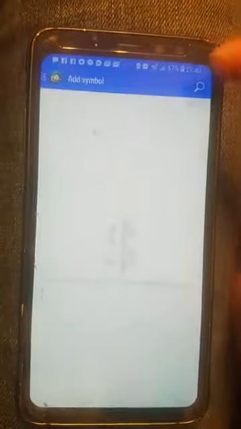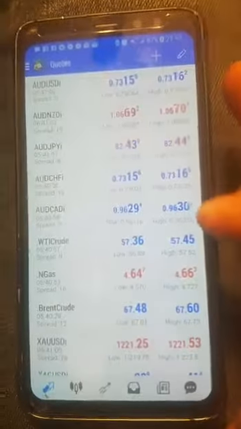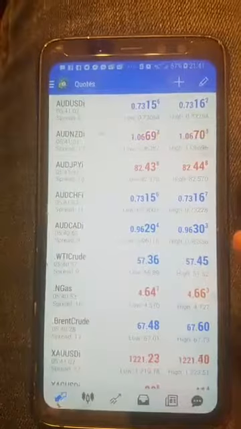I believe this is a metal. Like some of the ones we opened up earlier when you hit this plus button and added a bunch of them. Some of them are metals and oils and gold. And then depending on your trader, you can also do, or you're not a trader, you're a broker. You can also do cryptocurrencies.